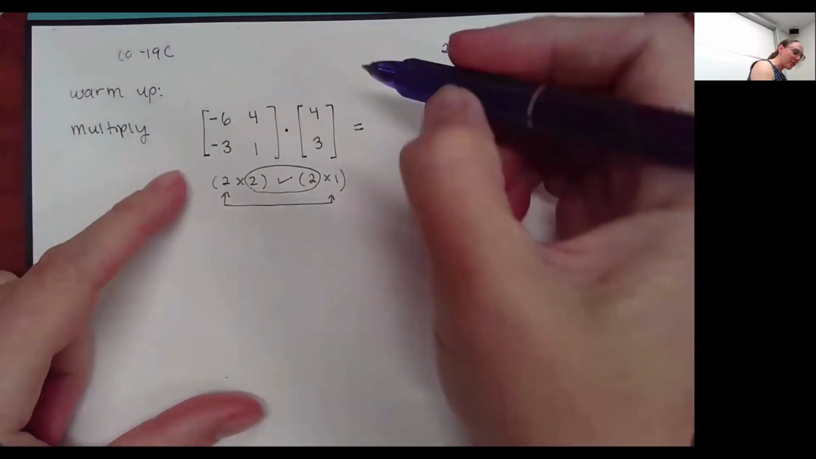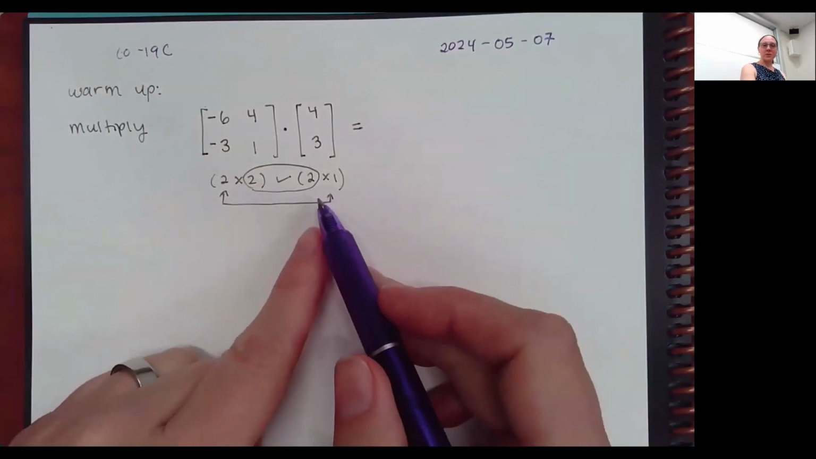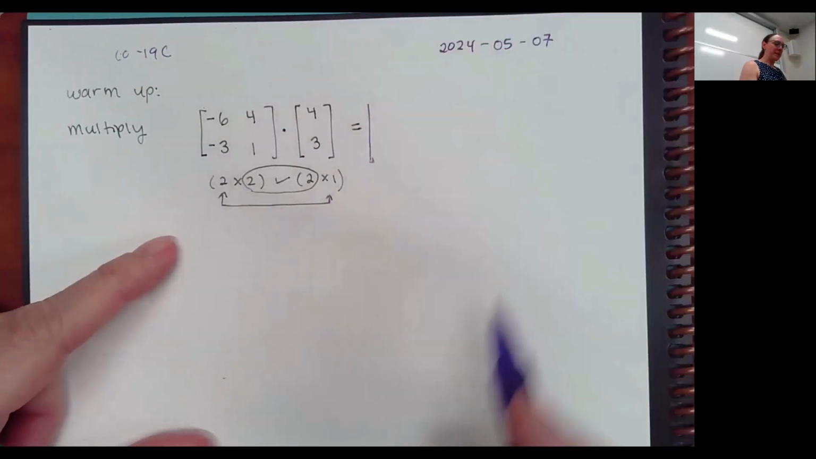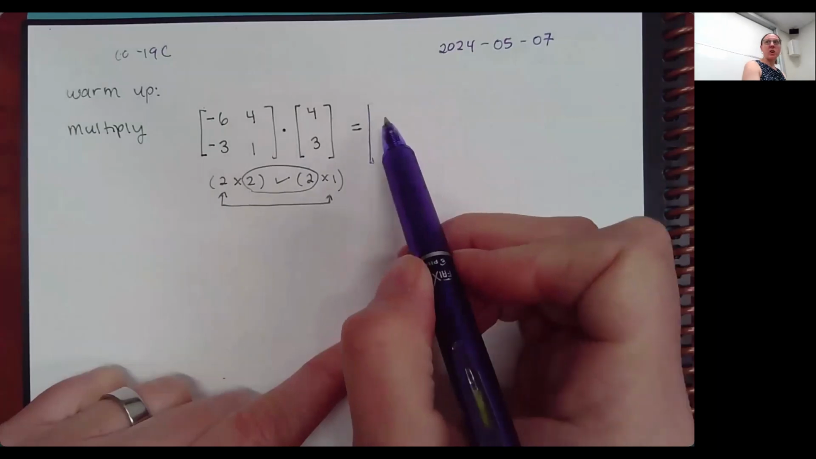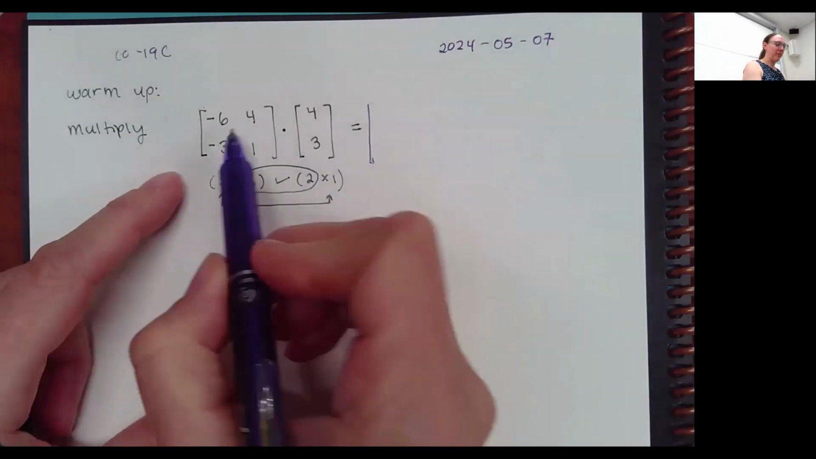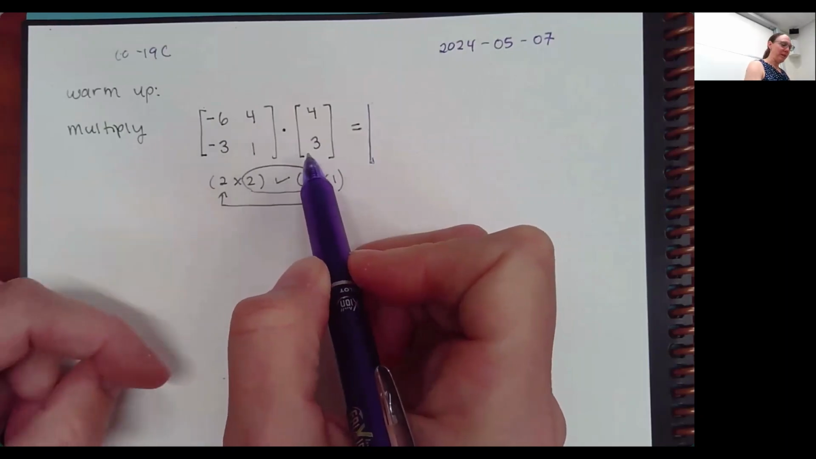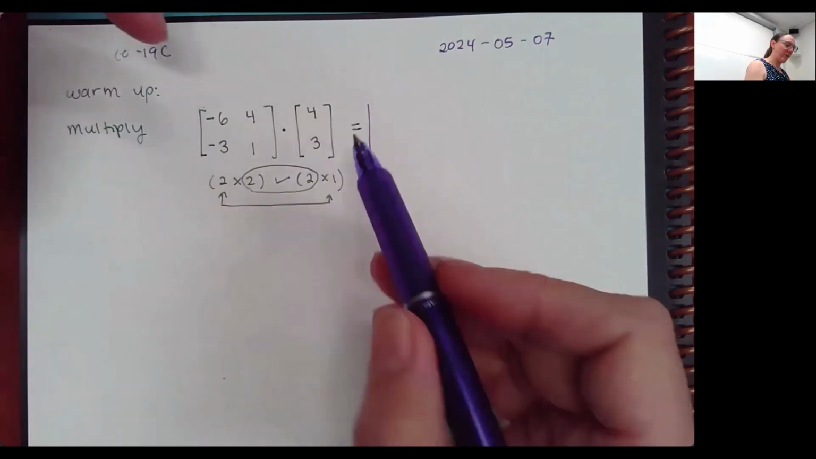If I go to do this multiplication and I know that my result is going to be a 2 by 1, that means in my first row, first column, I need to multiply the first row by that first column, which happens to be our only column. So I'm going to write this out and then clean it up.